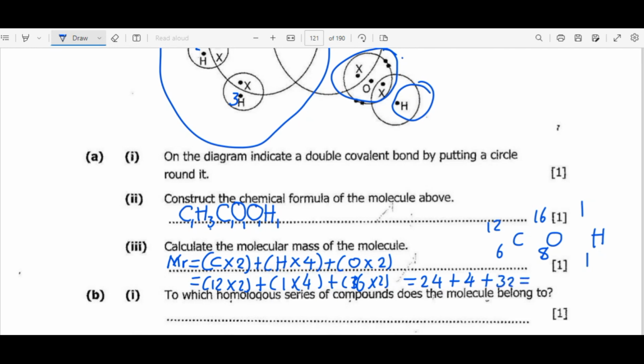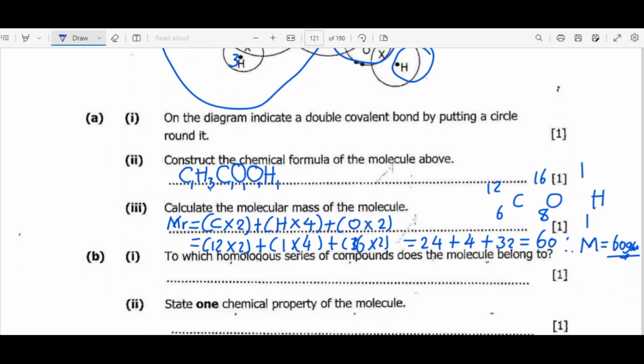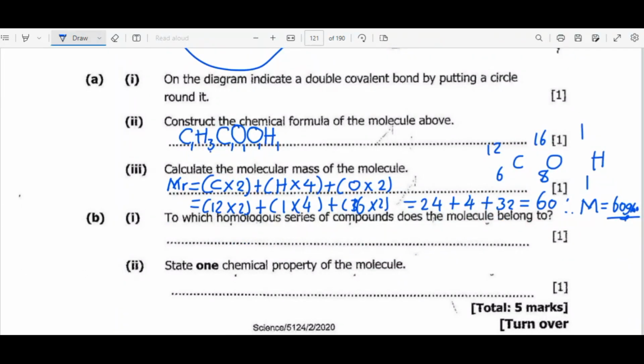So now let's find the sum of these three numbers. 24 plus 4 is 28. 28 plus 32, that is 60. So therefore, molar mass is equal to 60 grams per mole. So that's what you are supposed to do. Then we have question B1. To which homologous series of compounds does the molecule belong?